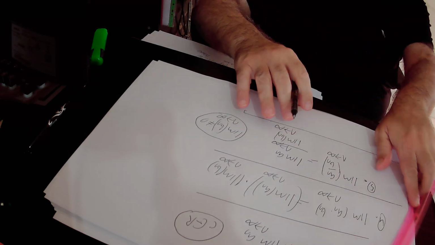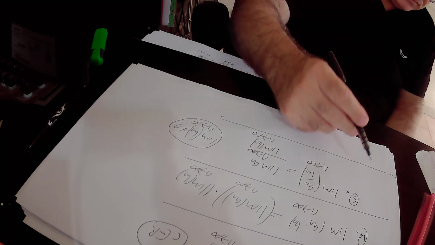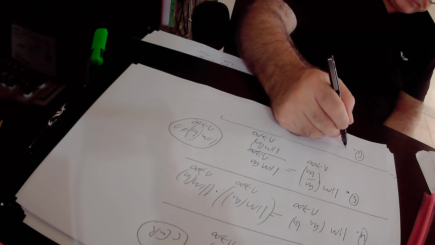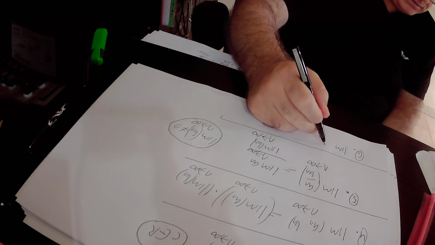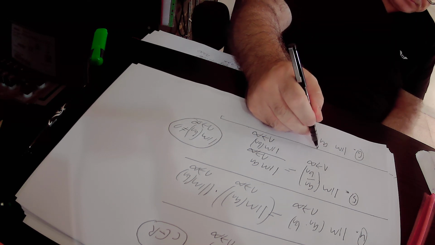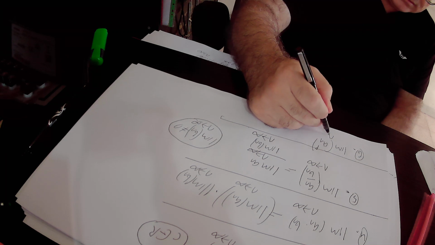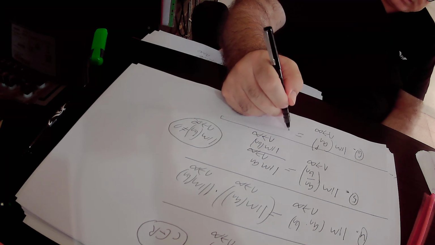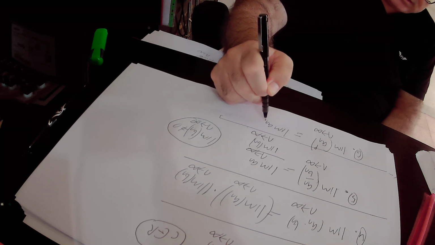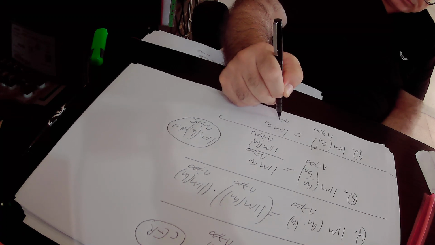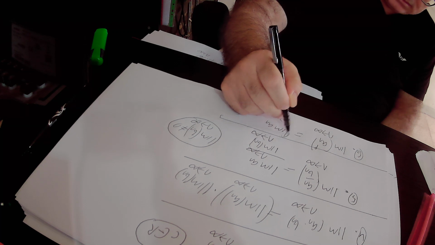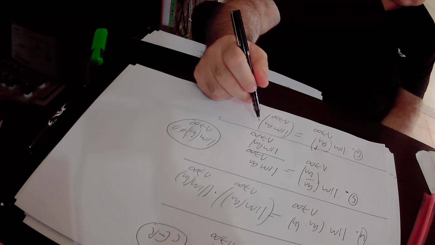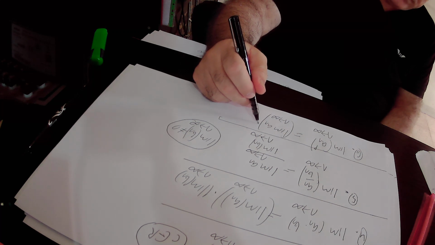According to equation number 6, the limit of sequence an to the power of p when n tends to infinity must be equal to the limit of sequence an when n tends to infinity, and we multiply the result to the power of p.